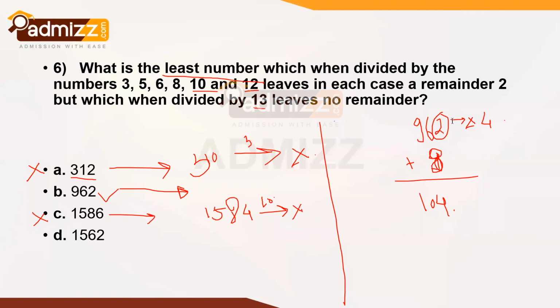someone is asking why option number C is incorrect, right? That is because, take a look at this. Since this number has to leave a remainder of 2 when divided by each of 3, 5, 6, 8, 10, and 12, right? That means that this number minus 2, which is 1584, must be perfectly divisible by all of these numbers, right? But 1584 is not divisible by 10 because to be divisible by 10, the last digit should be 0, right? There is no other option. So just from that, we can completely eliminate option number C. Is that clear?